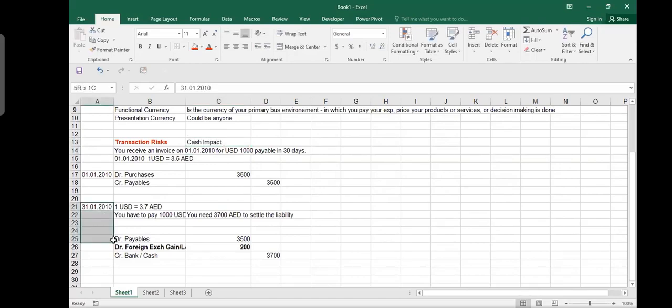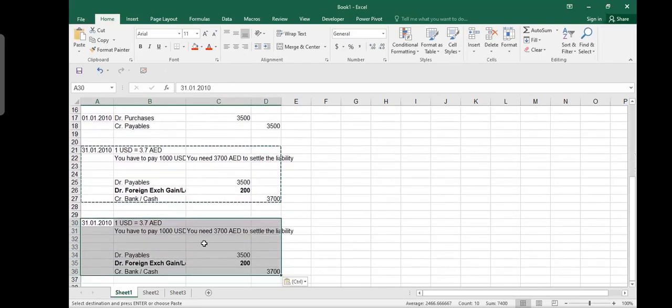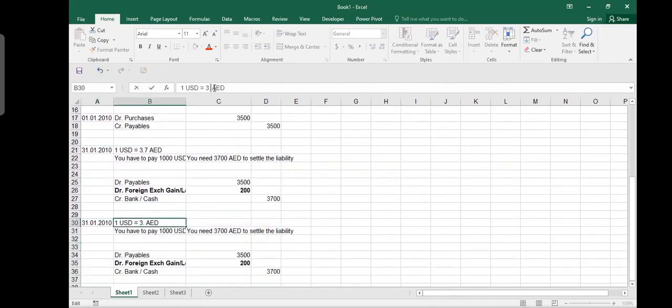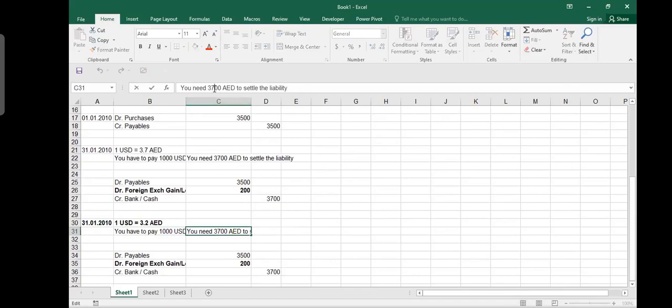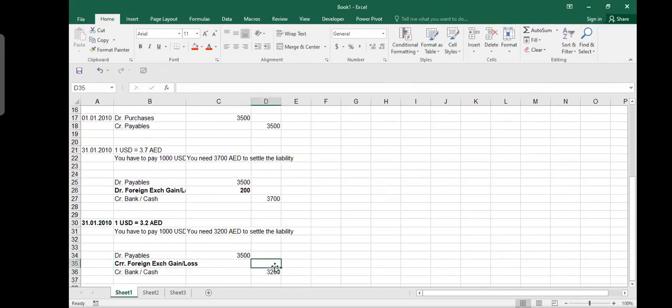Now, there could be another situation. Let's suppose that on 31st, the rate is like 3.2. If the rate is 3.2, then you can settle the liability with only 3,200. So your bank will have 3,200 credit, but you are settling a liability of 3,500 while paying just 3,200. So you would have made a credit to foreign exchange gain or loss of 300, and you would have made the gain.